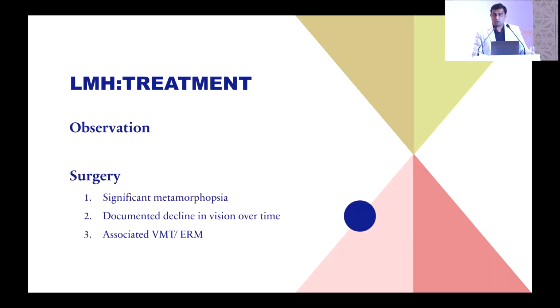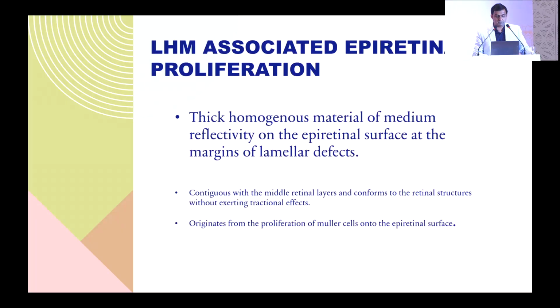Most of the time we observe it, but surgery is required if the patient has significant metamorphopsia, a documented decline in vision over time, and associated VMT or epiretinal membrane. So sometimes, as described, most of the time the LMH, some authors have described it as associated with epiretinal proliferation. So how does it differ?